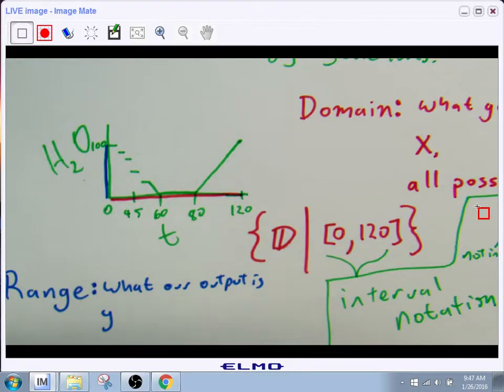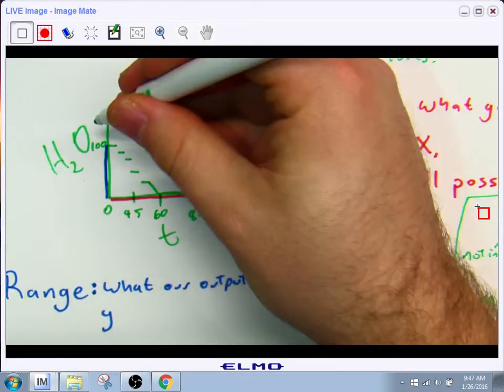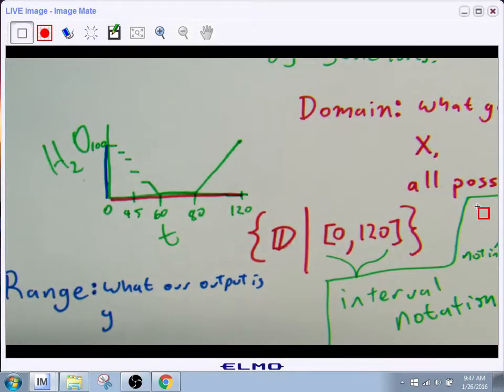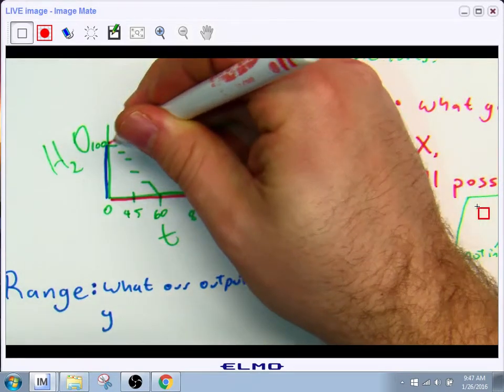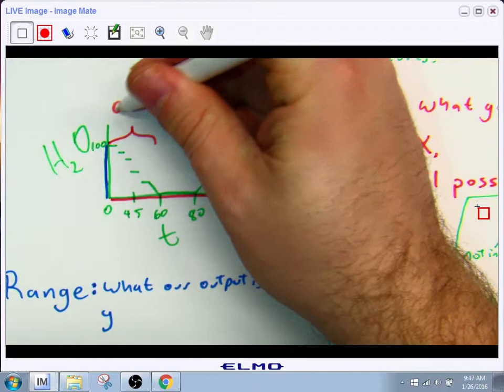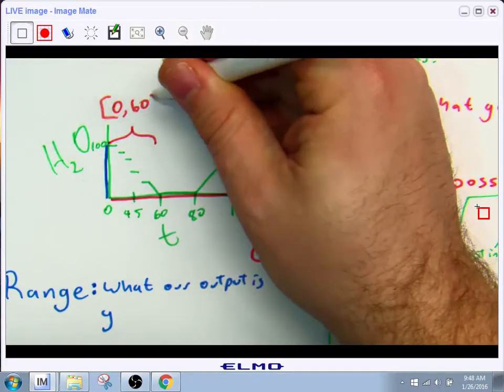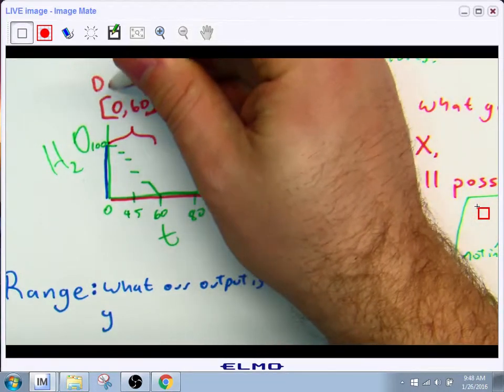What would say it again? 60 to 100. The interval of it decreasing? 0 to 60. 0 to 60, right? From here to here, from the start time to an hour in, 0 to 60, it is decreasing.